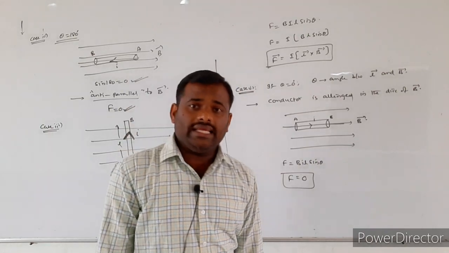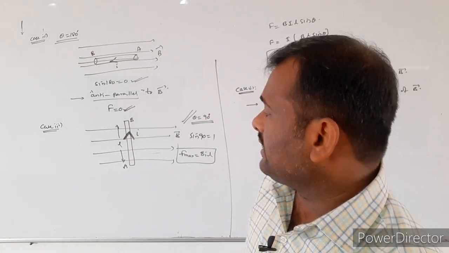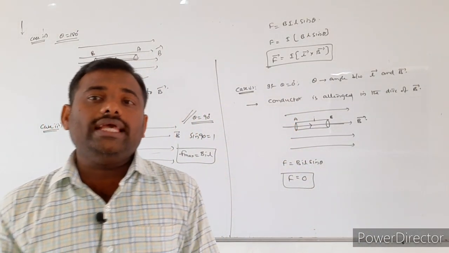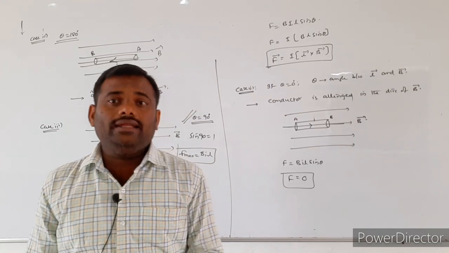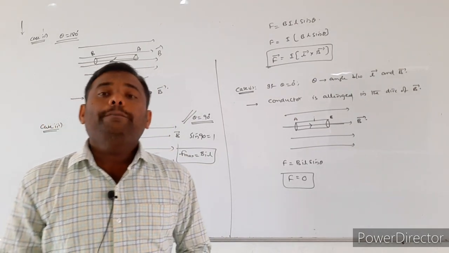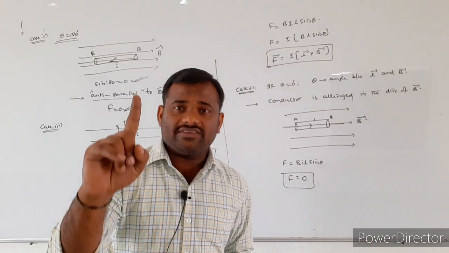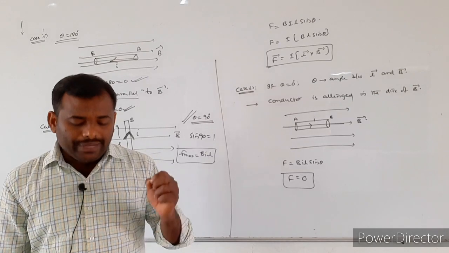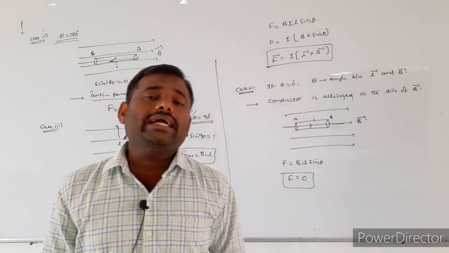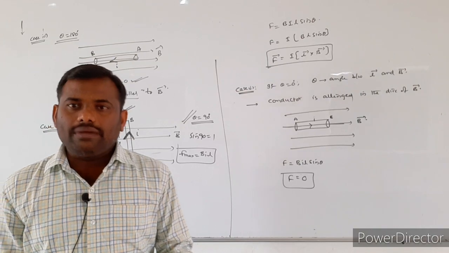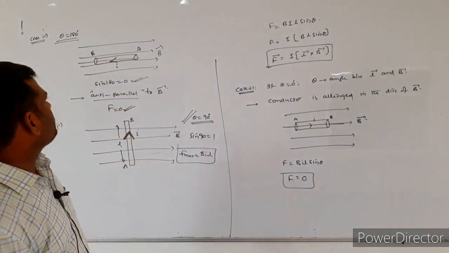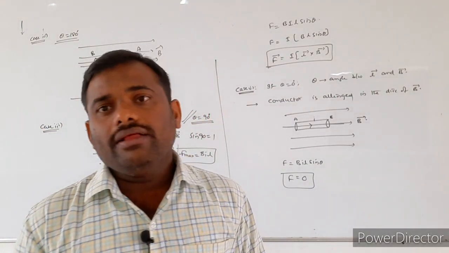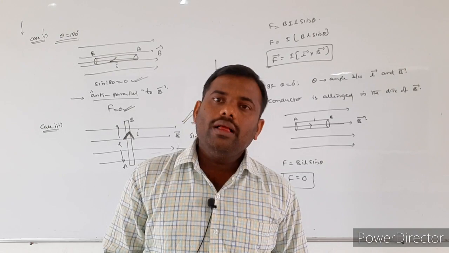So, the current carrying conductor will experience the maximum force when the conductor is aligned perpendicular to the direction of the magnetic field. In that case, the given conductor experiences the maximum force. So these are the different cases of force experienced by the current carrying wire, which is placed in the uniform magnetic field.